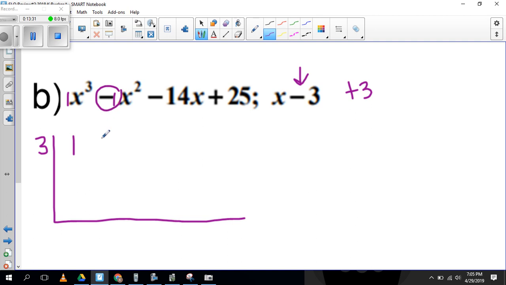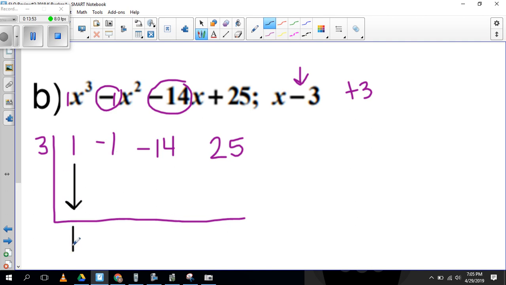So guys, make sure you remember you got to put signs. If it's a negative, you got to put a negative. So in front of this x is negative 14. Okay, and then the last one is a positive 25. Okay, so we're going to drop our first one. Drop 1. 1 times 3 is 3. And I don't know if it helps you to put a plus sign. It's a positive 3. So negative 1 plus 3 gives us a positive 2.